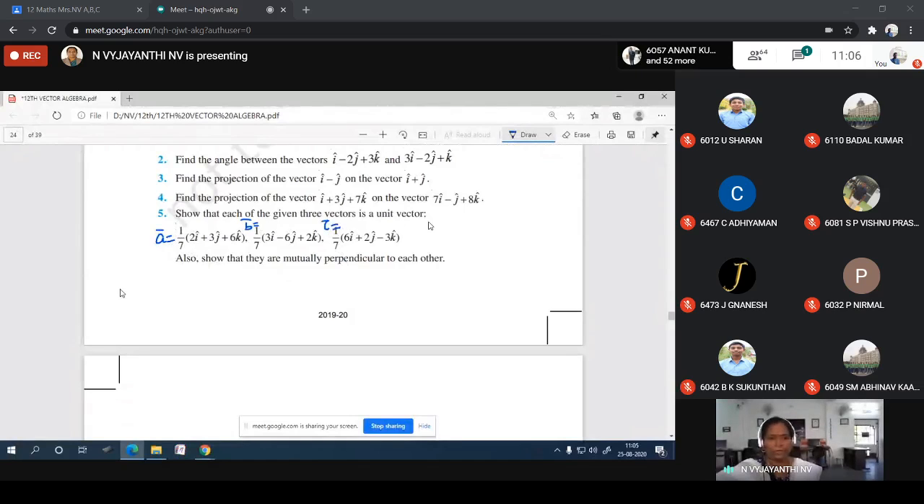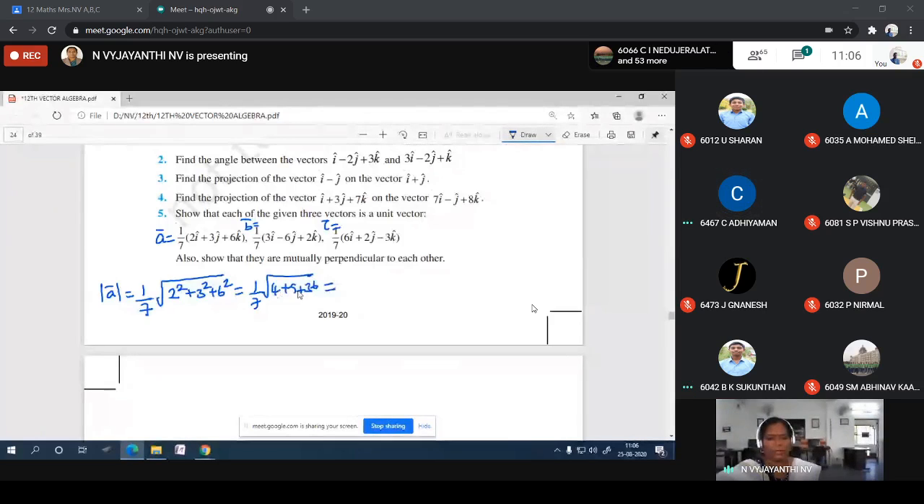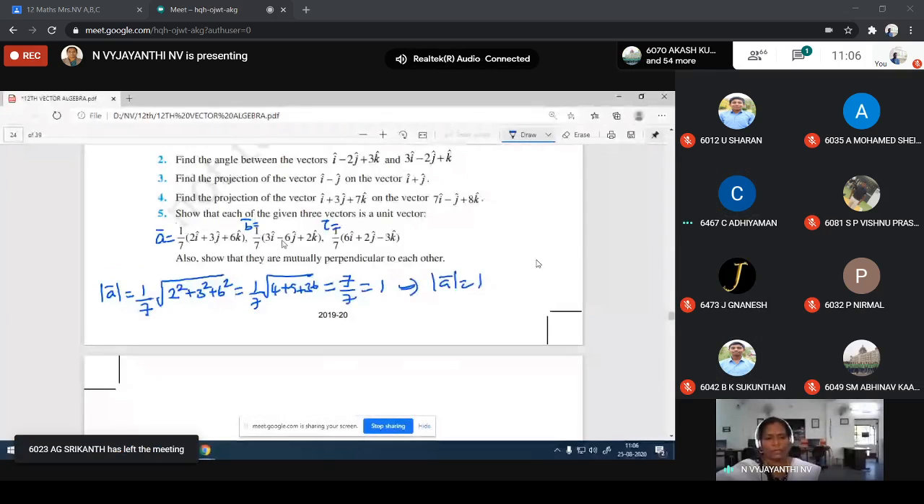So if you take magnitude of A vector, we can take 1 by 7 commonly out. Then magnitude of A vector will be 2 square plus 3 square plus 6 square. What will it be? 1 by 7 square root of 4 plus 9 plus 36. 36 plus 4, 40. 40 plus 9, 49. Square root of 49 is 7, so 7 by 7 equal to 1. In the same way, if you consider modulus of B, that will also be equal to 1. And modulus of C will also be equal to 1.